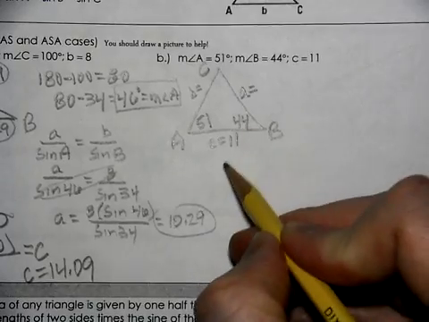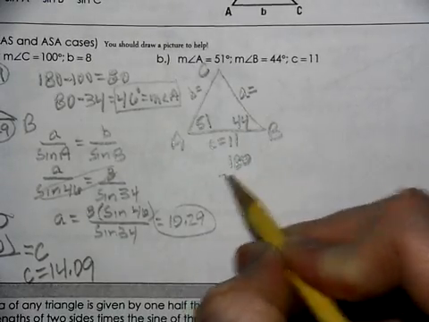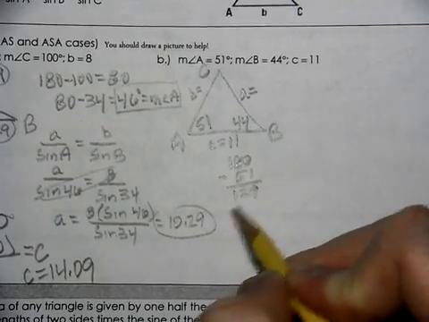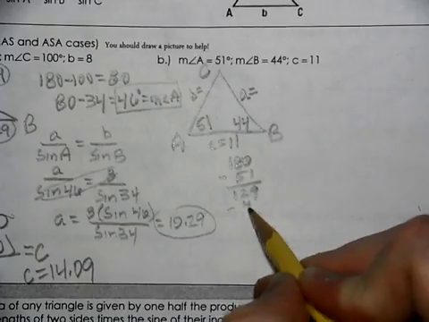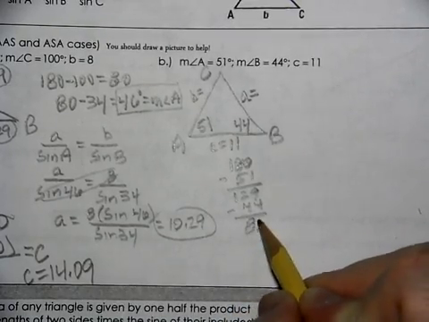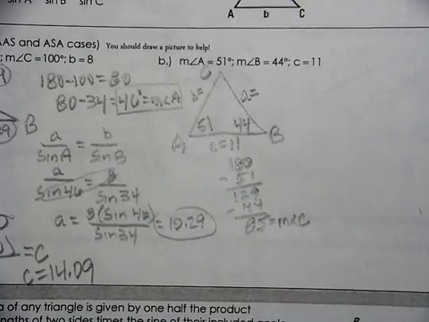So to calculate for the angle, we say 180 minus the 51 gives us 129. Minus the 44 gives us the 85. So that equals the measurement of angle C.